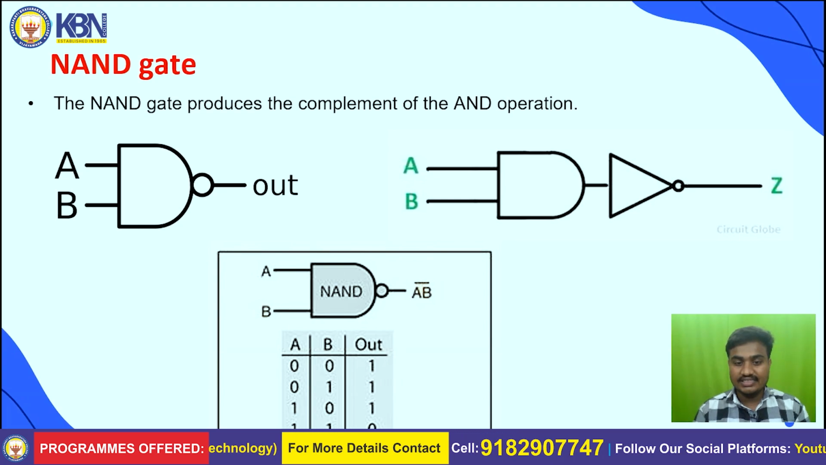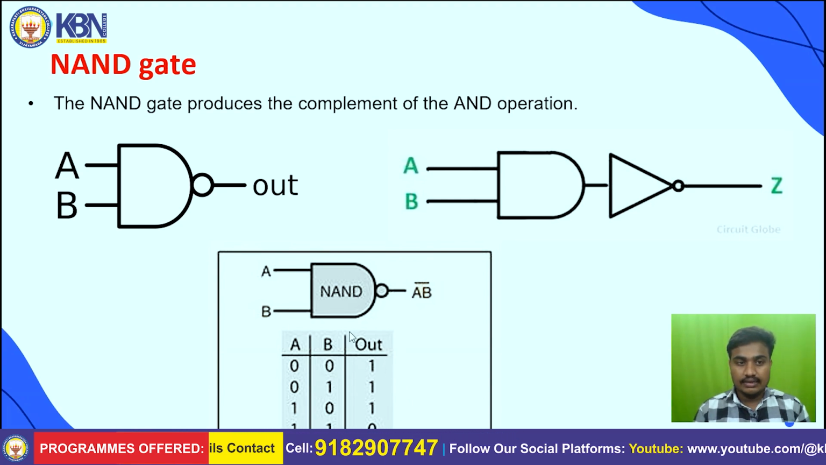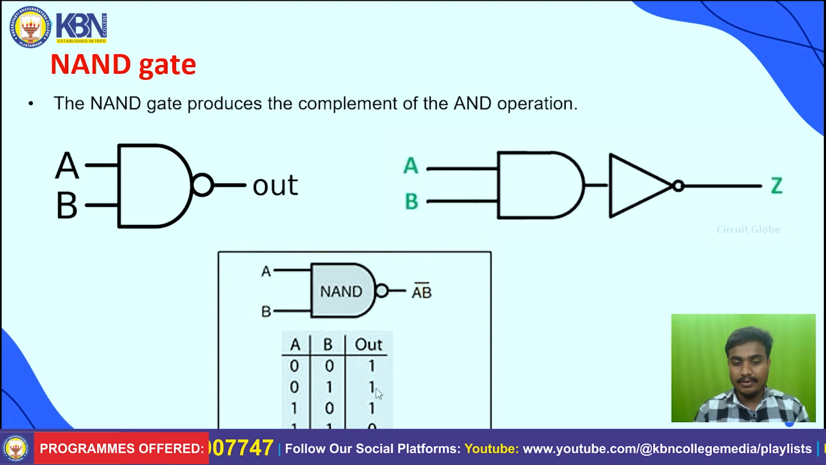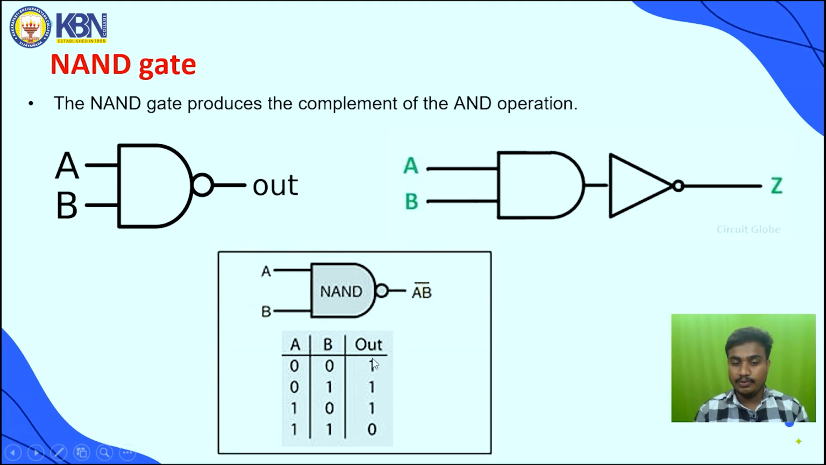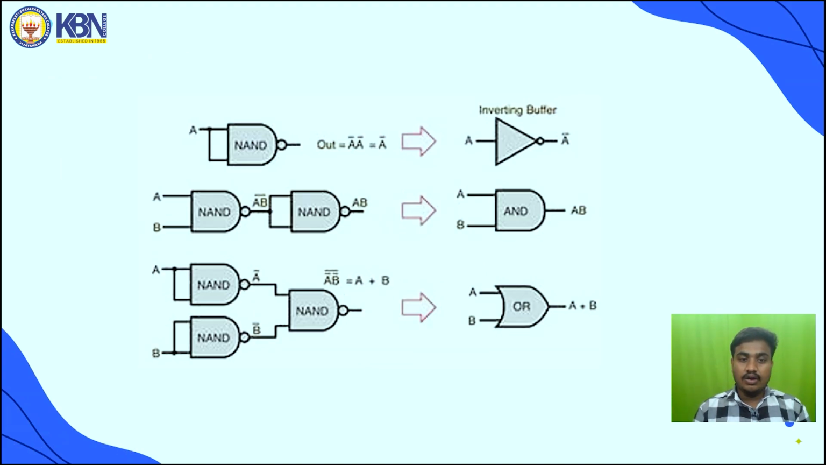This is the truth table of the NAND gate. It is just the complement of the truth table of the AND gate. Here the logic is that if any one of the inputs is low, the output is high. When both the inputs are high, then the output is low. This is how the NAND gate works.